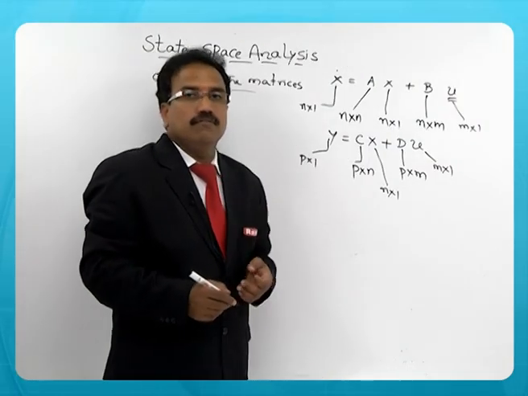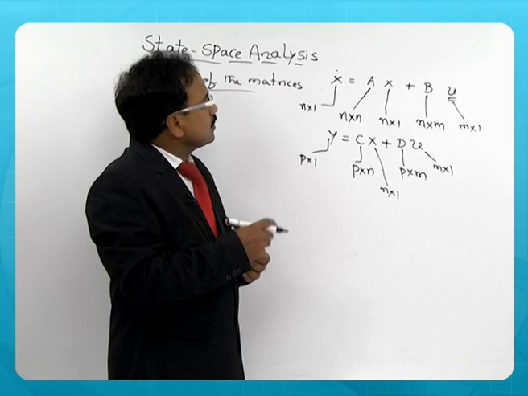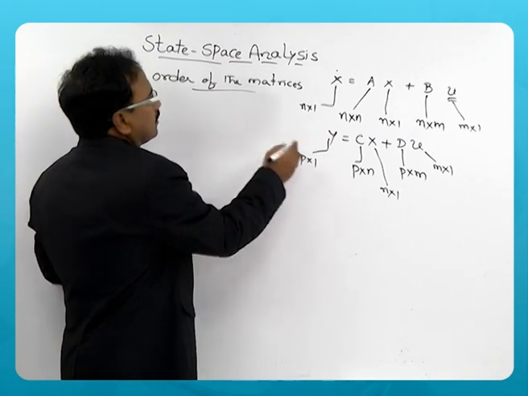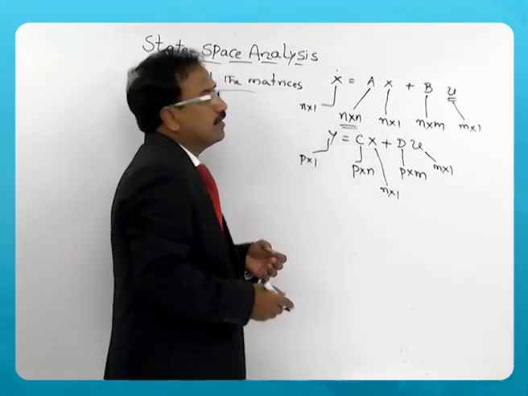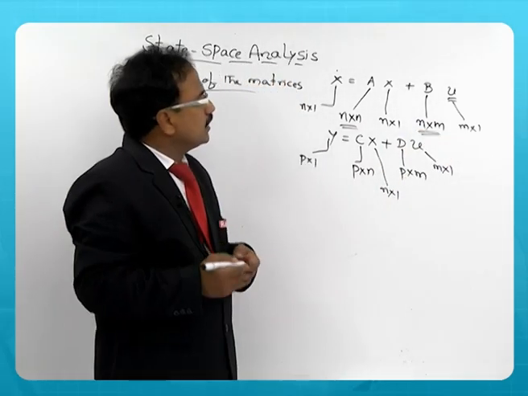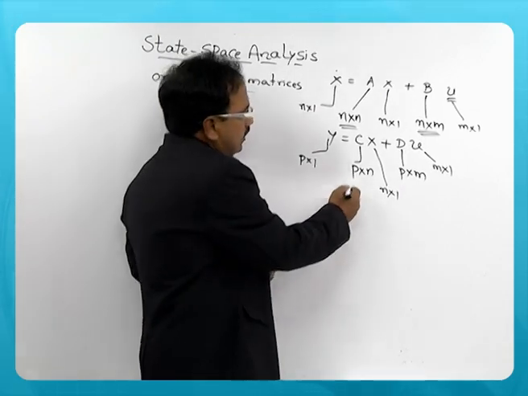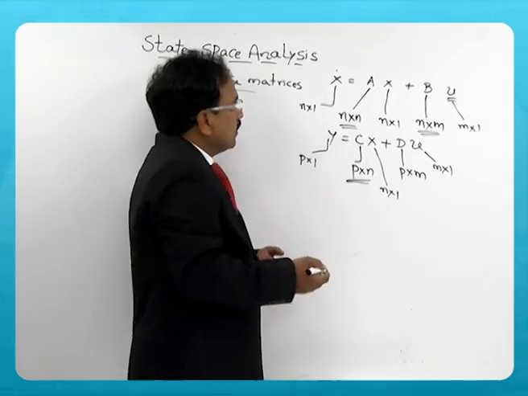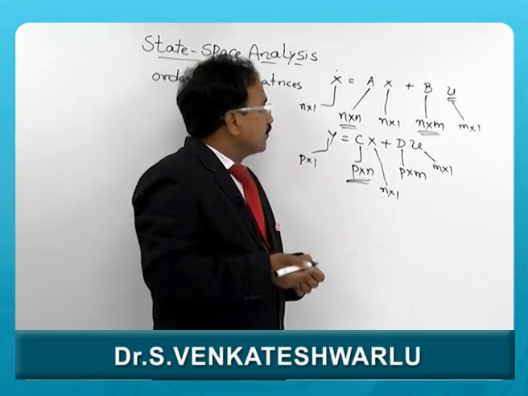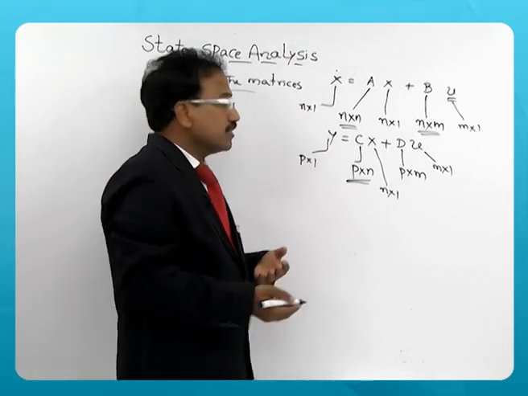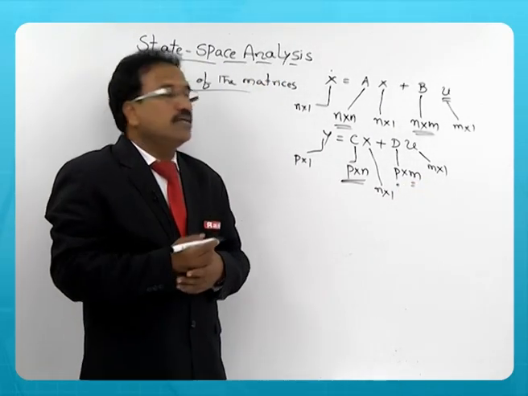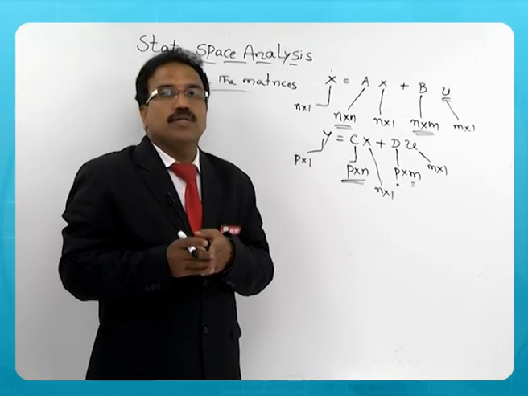So all the vectors have either m cross 1, n cross 1 or p cross 1, but among the matrices, the A matrix, you can see the dimension is n cross n, that matrix is known as the state matrix, and B is known as the input matrix, which has n cross m, and C is the output matrix, that's why it has P cross n, where P is the number of output variables, and D is known as the transmission matrix. So P is output and m is input variables. So the transmission matrix has P cross m dimension.